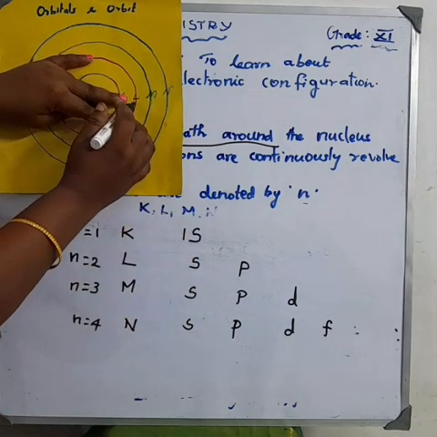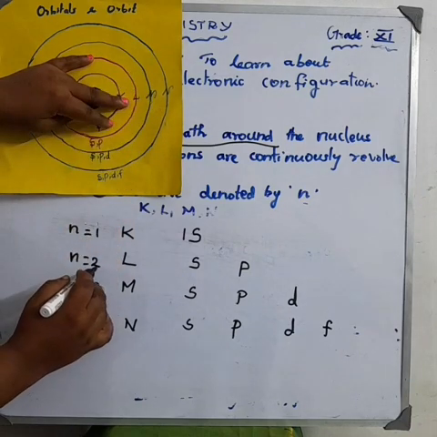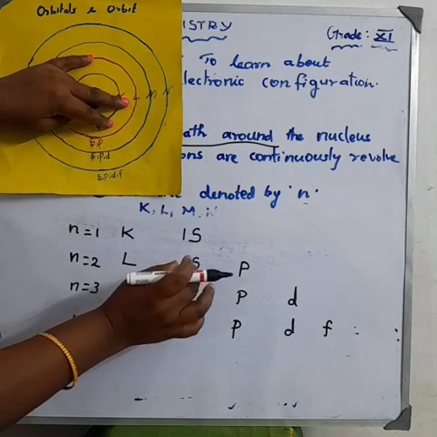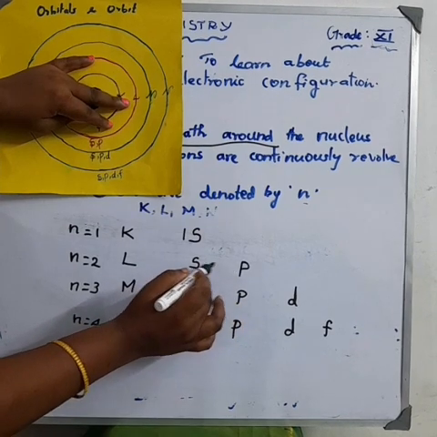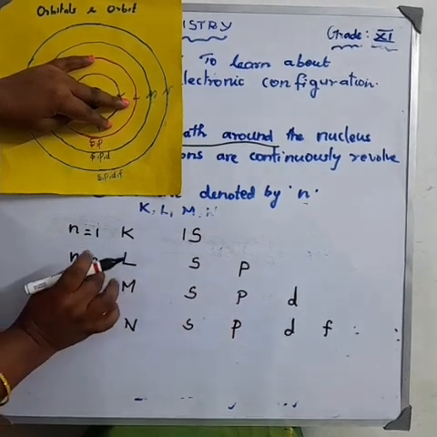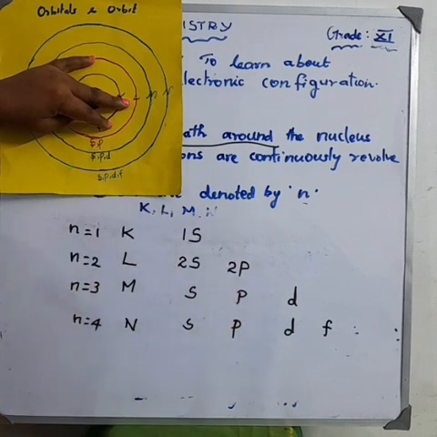And this is the L orbit. The L orbit is the second orbit, so n is equal to 2. How many orbitals are there here? 2 orbitals. What are they? S and P. So n is equal to 2, so we can write 2s and 2p.